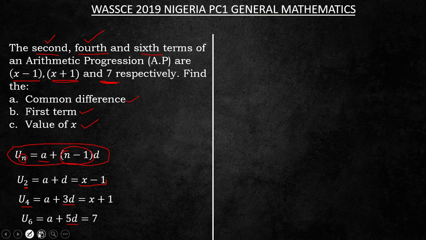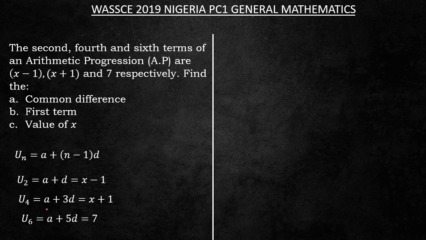Okay, so now we have been able to write the second, the fourth, and then the sixth term. Now we have to find the common difference. Because this is an AP, we can solve for the common difference by taking the first two equations. Let this be equation 1 and this be equation 2. I'm going to do equation 2 minus equation 1, that is u4 minus u2.